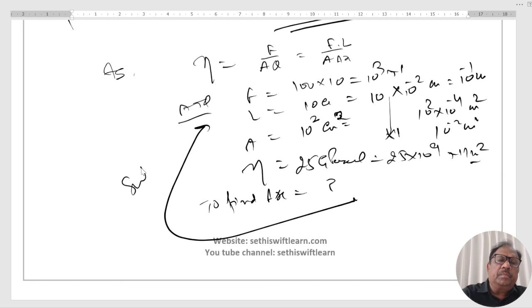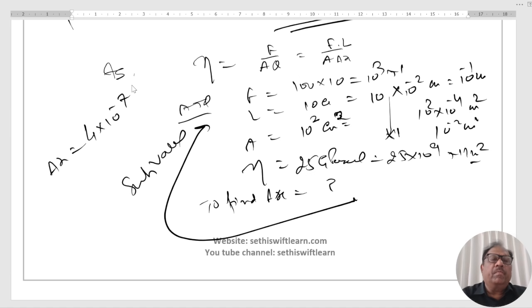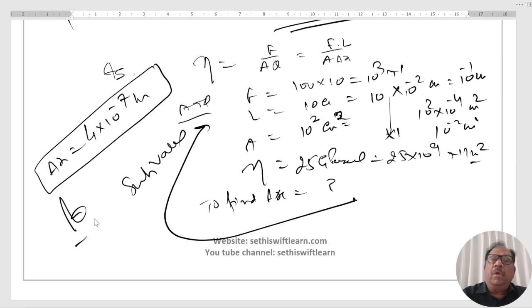Substituting values, delta X will be equal to 4 into 10 to the power minus 7 meter. That will be the answer on simple calculation. I have simplified all the values. Just simple calculation is pending. Final answer is this one. Right? Next question.